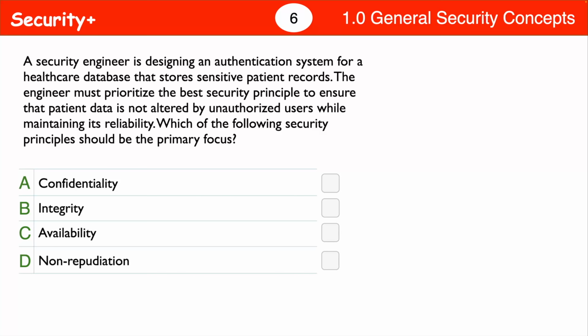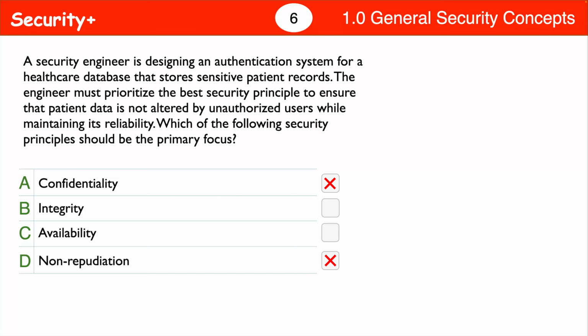So now let's go ahead and do the process of elimination. We can start by eliminating A, confidentiality. That's going to ensure sensitive data is protected from unauthorized access. But something important to understand about confidentiality is it protects data from being seen, but not from being modified, okay? So that's important.